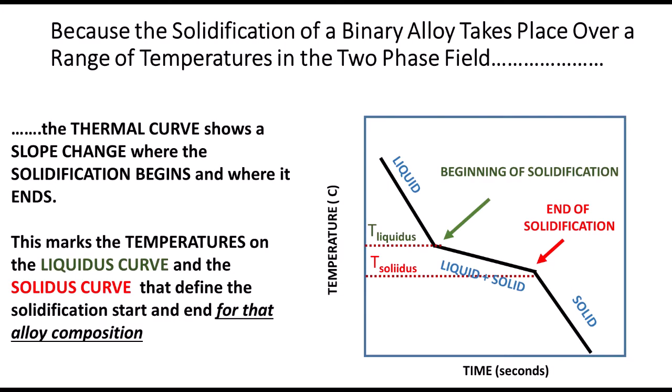Since the transition between 100% liquid and 100% solid occurs over a range of temperatures, the cooling curve for an alloy of this type does not have the flat plateau or isotherm, but rather has another inclined cooling profile associated with passing through the two-phase region. Because solidification of an alloy takes place over a range of temperatures in the two-phase field, the thermal curve shows a slope change where the solidification begins and again where it ends. This marks the temperatures on the liquidus curve and the solidus curve that define the solidification start and end for a given alloy composition.